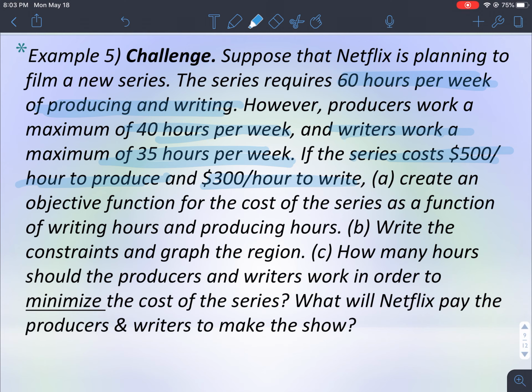We have to create an objective function for the cost of the series as a function of writing and producing. Then we want to write down the constraints, graph the feasible region, and then determine how many hours the producers and writers should work in order to minimize the cost of the series. What will Netflix pay the producers and writers to make the show? A ton of stuff going on here, but if you were in a business application, you could imagine yourself trying to minimize some sort of budget in order to reduce cost.